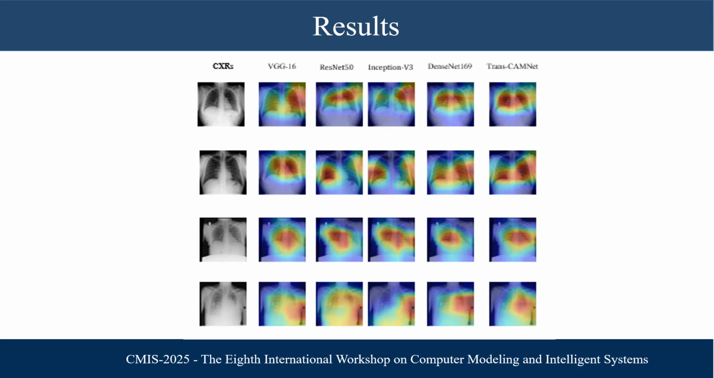Here are the Grad-CAM visualizations of my models. These are the actual CXR modalities which I have used. These are the Grad-CAM visualizations for VGG16. This column is for ResNet 50. This one is for Inception V3. And these Grad-CAM visualizations are for DenseNet 169. And this last column is for CAMNet.